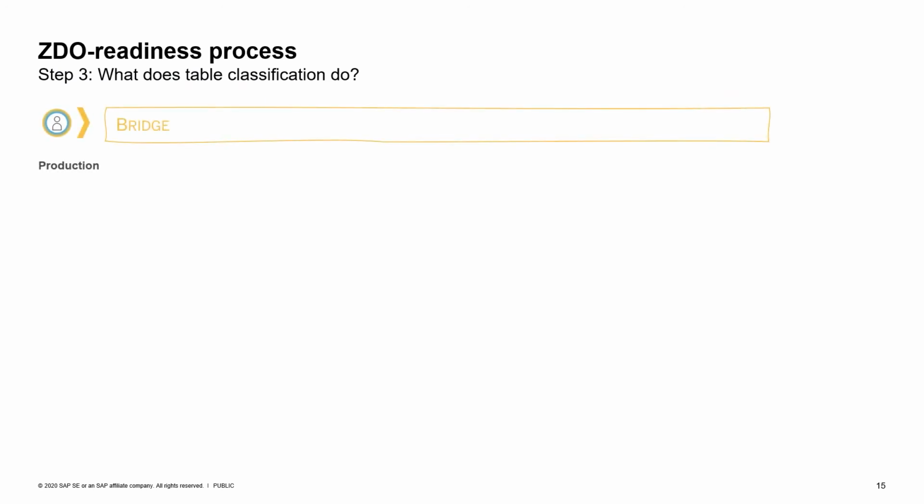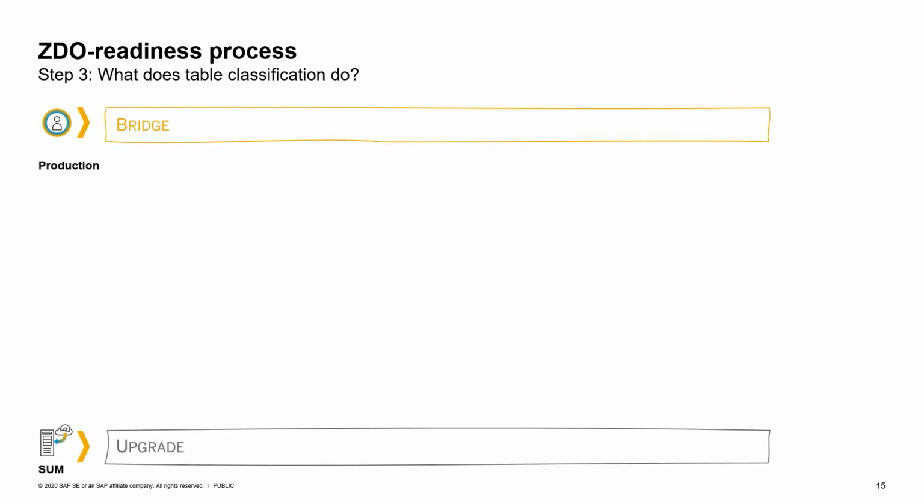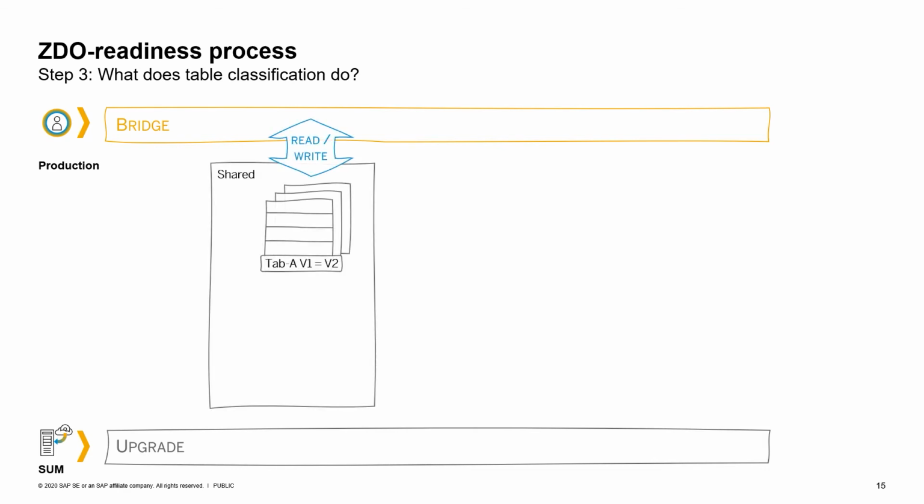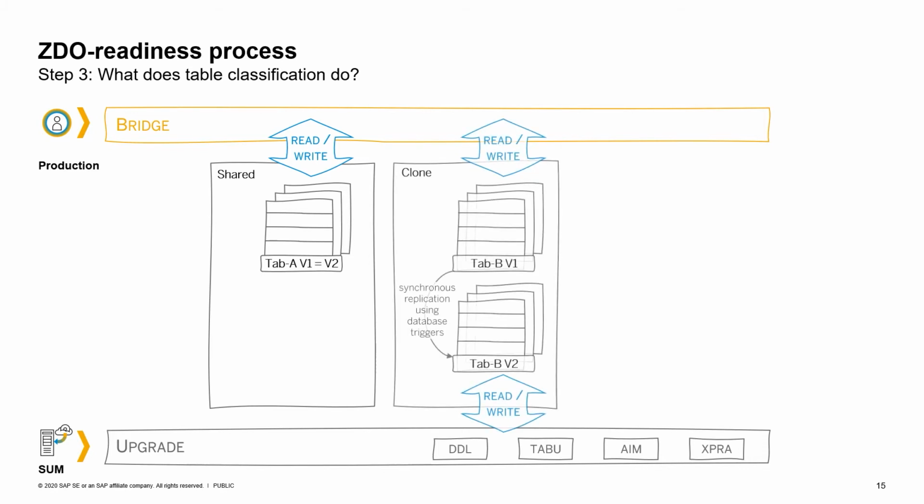Step number 3 of our readiness process is one of the most crucial parts in the ZDO upgrade. If an upgrade runs, the upgrade probably brings some changes with it. If the upgrade does not touch a table, we just keep the table as it is. That's basically 90% of your tables, right? But as soon as the upgrade is doing a structural change or importing content, or an AIM or XPRA is touching a certain table, we have to make sure that those changes are not visible for the bridge.